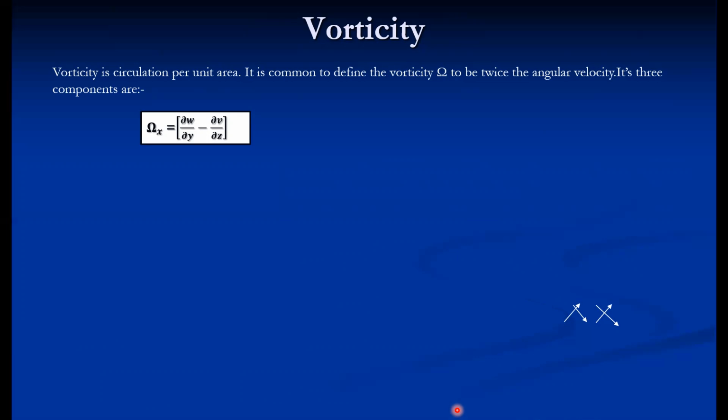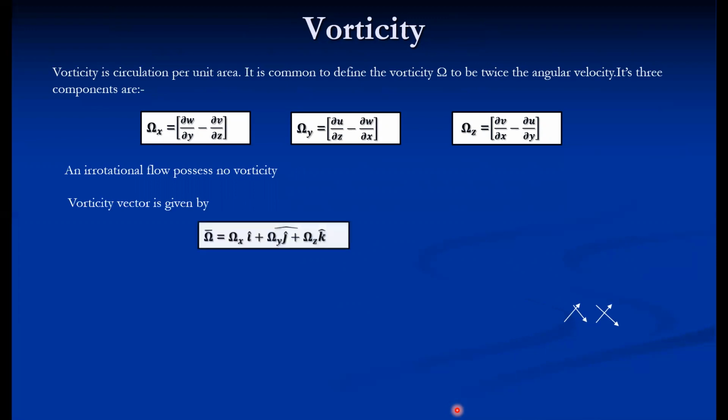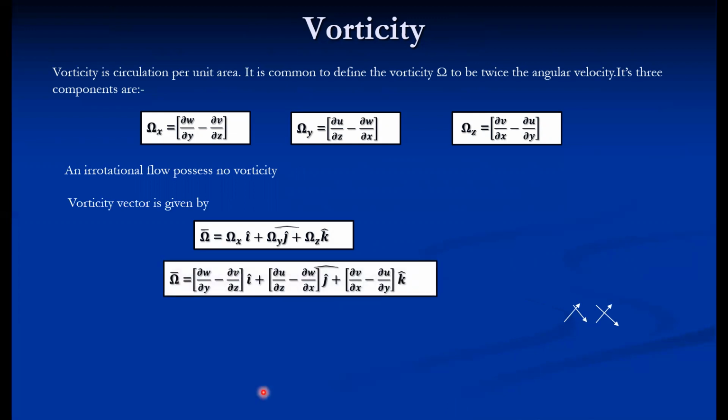So if you multiply 2 by the expression of angular velocity, it becomes like this, omega x equal to this, omega y. Only the half term is eliminated from the previous expression, and it becomes the expression of vorticity. An irrotational flow possesses no vorticity. The vorticity vector we can define this way also: omega bar equals omega x i hat plus omega y j hat plus omega z k hat. If you substitute these values of omega x, y, and z, it becomes like this.